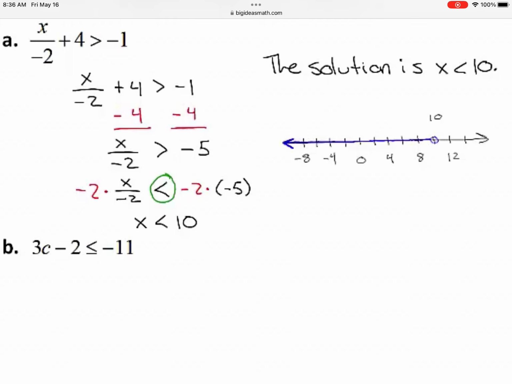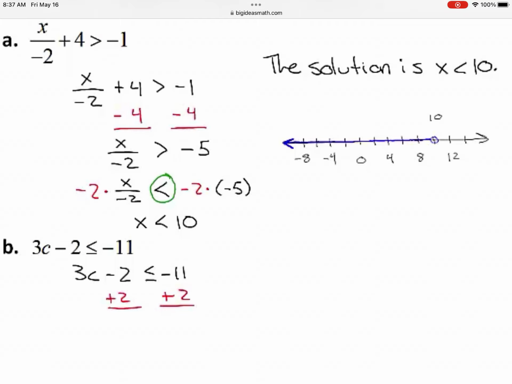Part B. 3c minus 2 is less than or equal to negative 11. First write the inequality. 3c minus 2 is less than or equal to negative 11. Next, use the addition property of inequality. Add 2 to each side of the inequality.